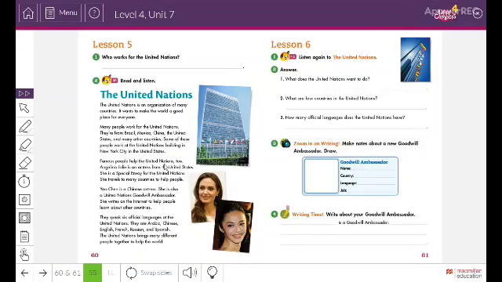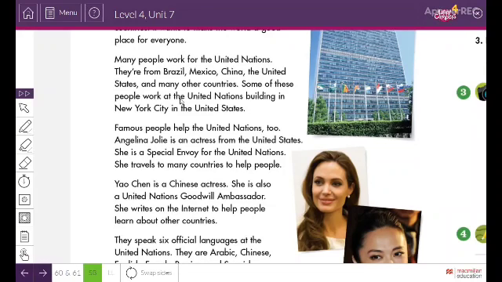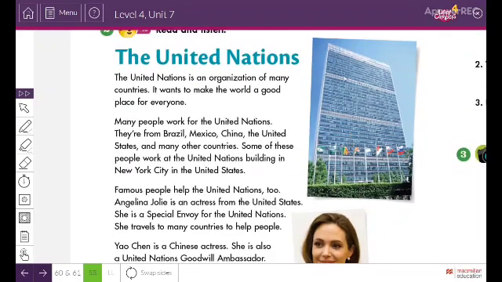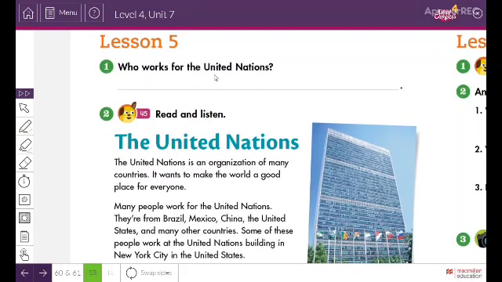Okay, we also have this one, lesson 5. Yeah, this is the building of the United Nations with the countries' flags from all over the world. So who works for the United Nations? Yeah, you can find the answer here.